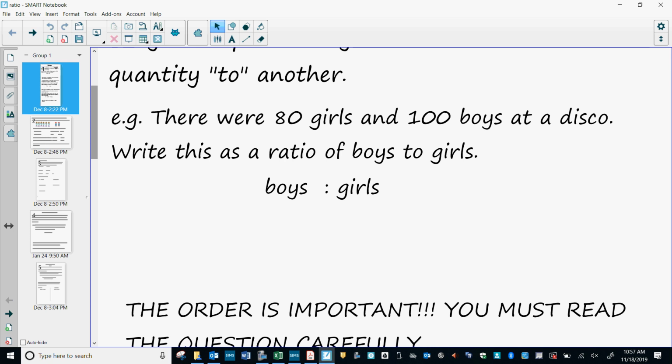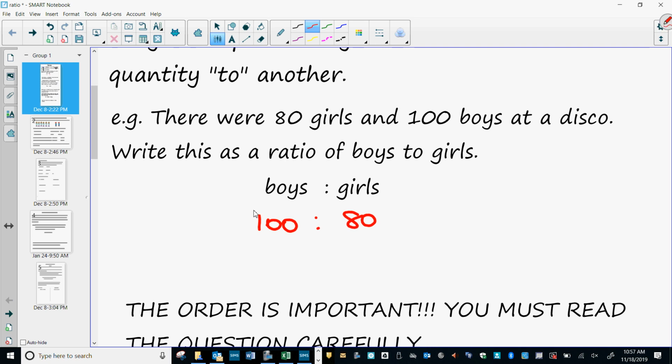Right, so we want boys to girls. So what number do I write first? 100. Yep. And then girls is 80. I've said here capitals down here. The order is important, and you need to read the question carefully, because whilst they have talked about girls first in the question, they then asked you to write the ratio of boys first.